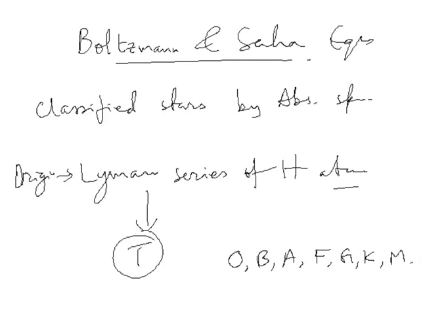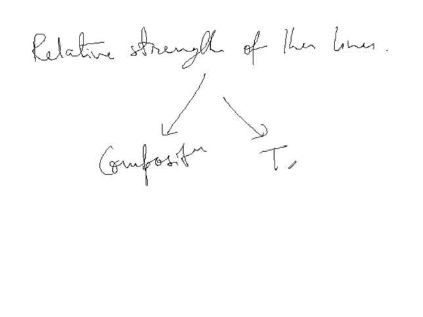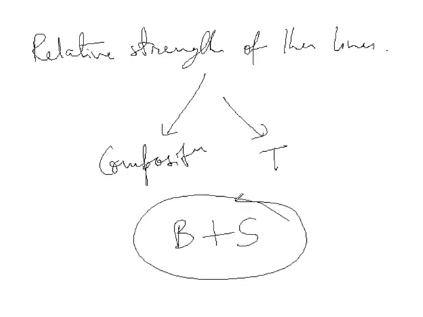Now, you see, the relative strength of these lines is basically related to composition and the temperature of outer stellar atmosphere. Now, this relationship is described by using a combination of both Boltzmann and Saha equations. So, we will be talking about it.